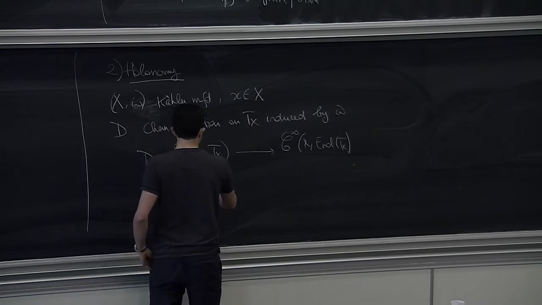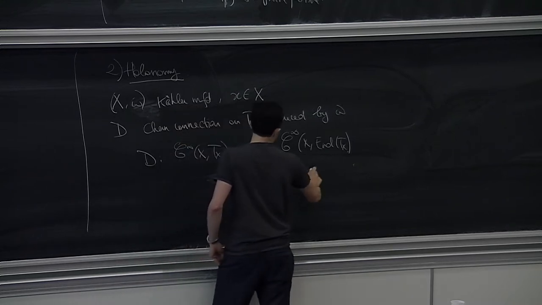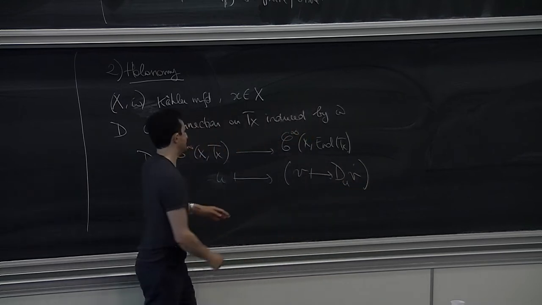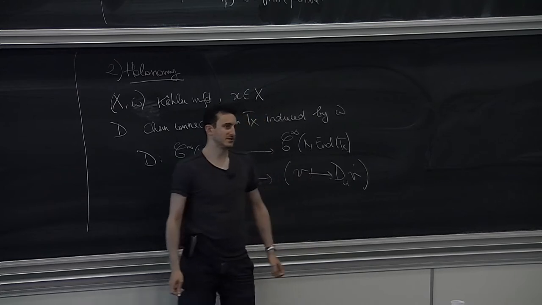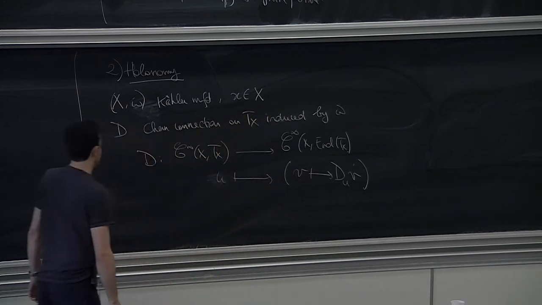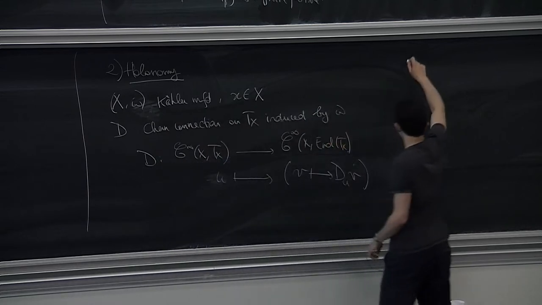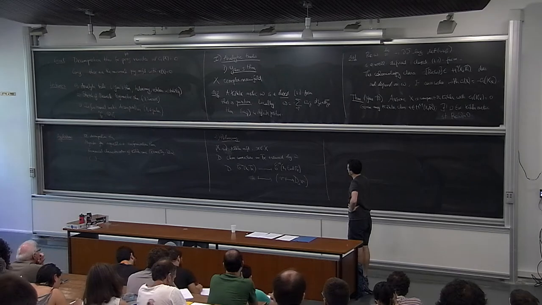It's not a tensor. But if you take a vector field, then you have an endomorphism. So I'll use that notation. That's the derivative: you take V and you differentiate V along the direction given by U. Okay, so that's how I'm going to see the connections in the following part of the lecture.